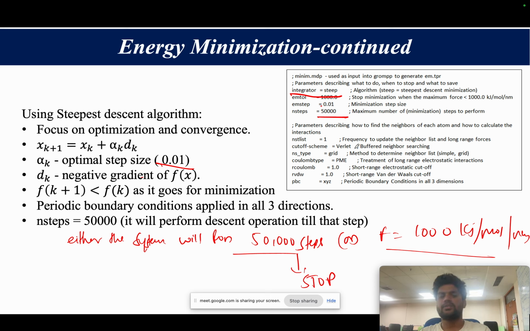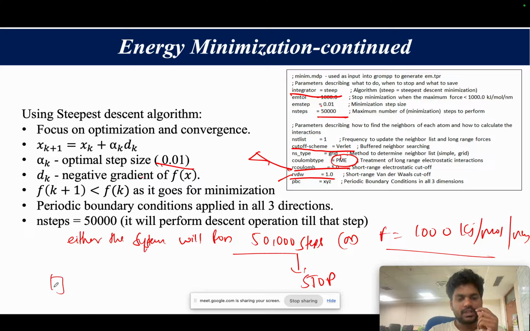And if you see the cutoff scheme Verlet, it defines the buffered neighbor scheme, and then grid PME. PME is a method to calculate the long-range electrostatic force. Then we have the Coulomb cutoff type with the Verlet scheme, and rcoulomb and rvdw, meaning how much van der Waals and Coulomb to take. And pbc xyz means we are keeping the box periodic in all directions.